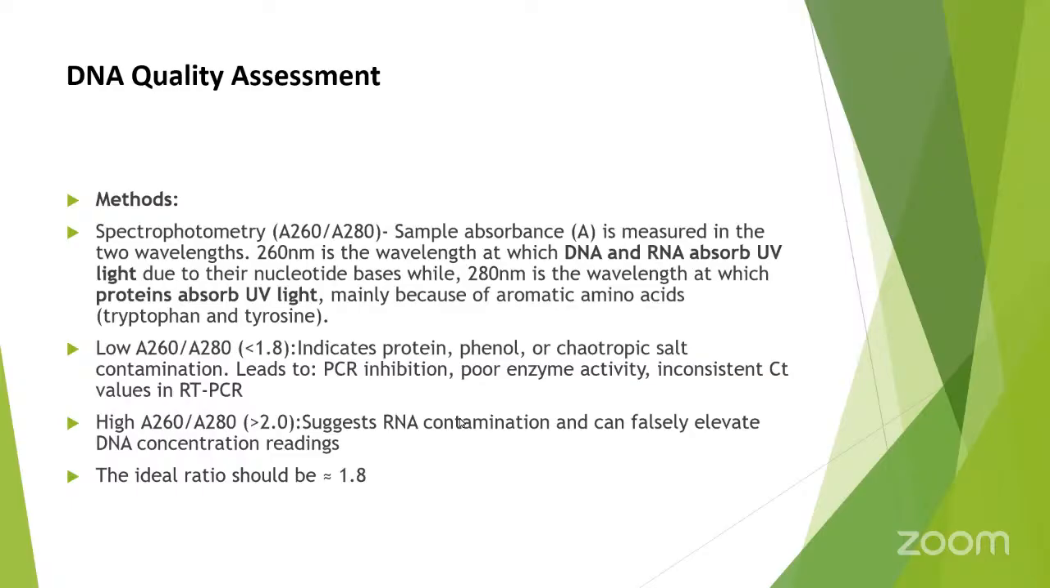There is also a high ratio, and if it is greater than 2, it suggests RNA contamination, which can falsely elevate DNA concentration readings. The ideal ratio should be 1.8. That is when you realize that you have achieved quality DNA.